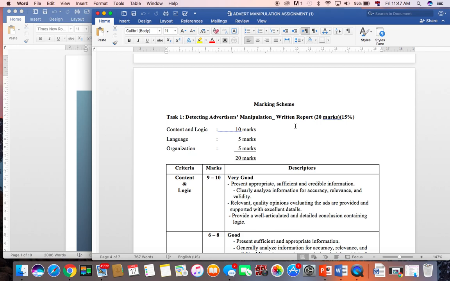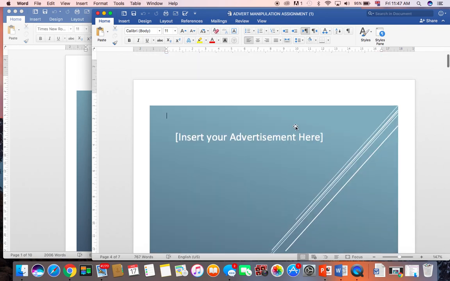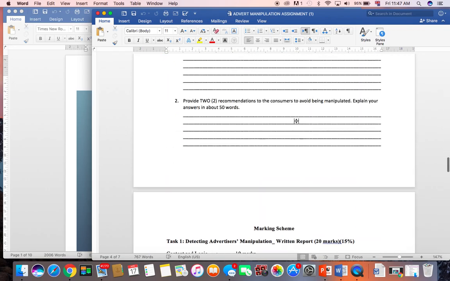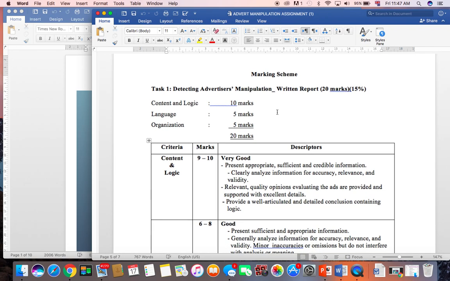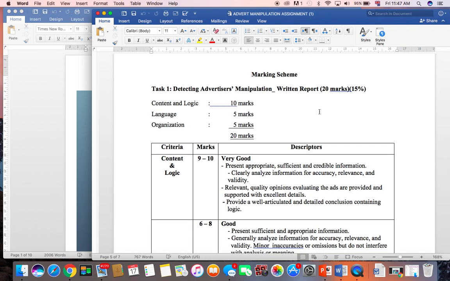Now, in the template that you guys should be able to download in week 12, okay, go to week 12. There is a folder on advertising manipulation. In the same template itself, you will be able to see this rubric. Now, if you look at this rubric, there are three components, which are content and logic, language, and organization.